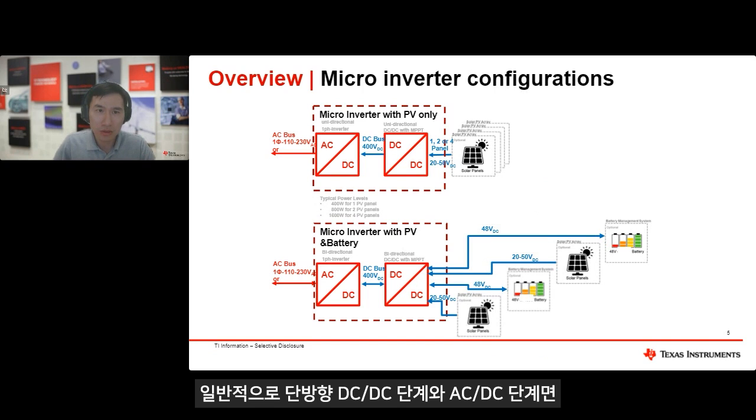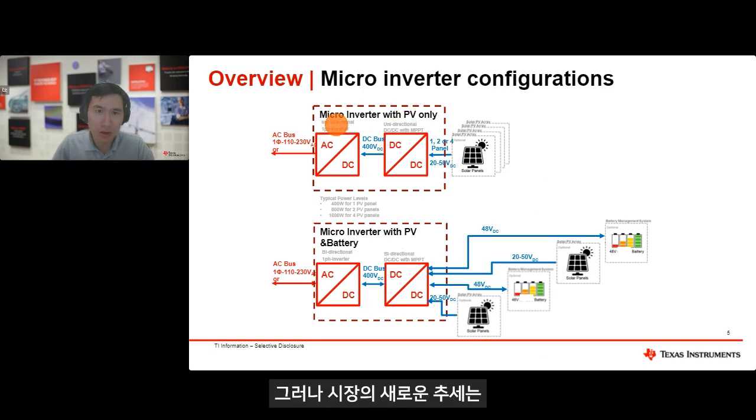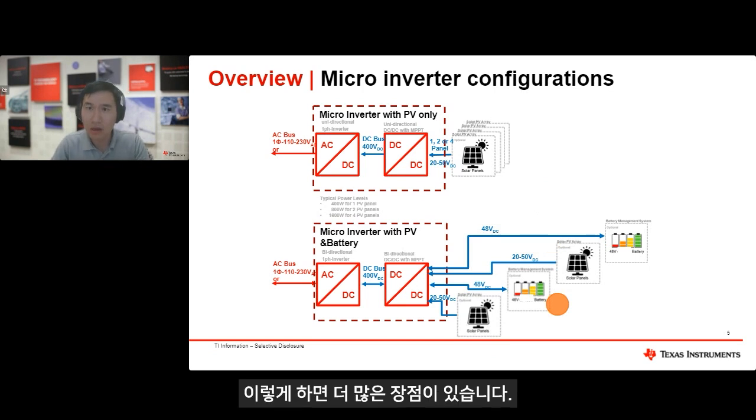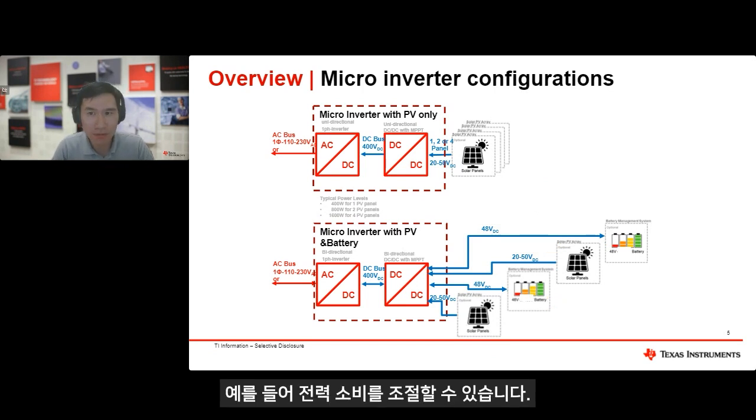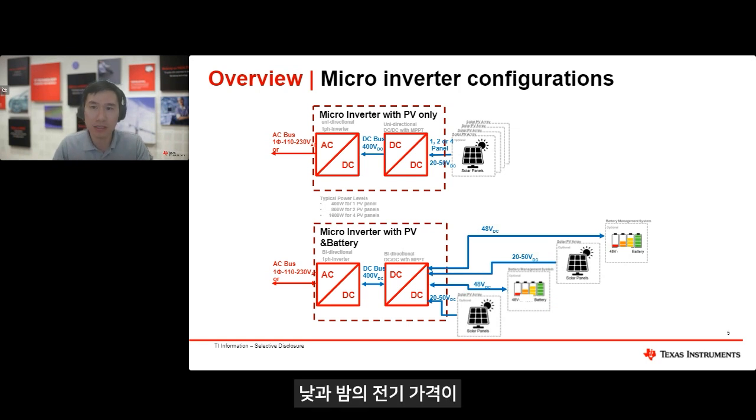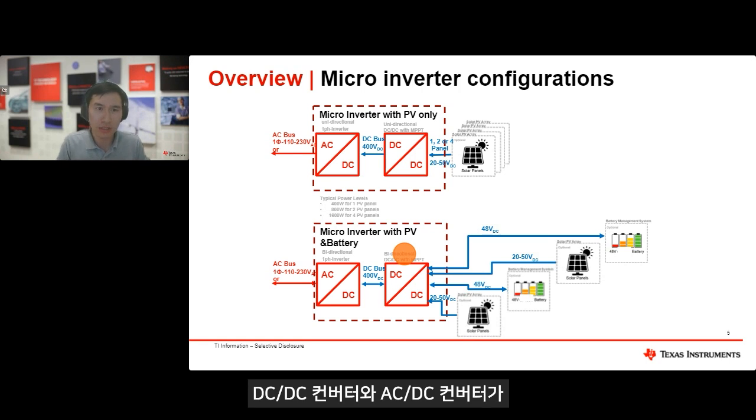Traditionally, a unidirectional DC-DC stage and DC-AC stage is good enough. However, for the market, there's a new trend to combine the PV system together with the energy storage system. In that way, it can provide more benefits, like regulating the power consumption if you have different prices for electricity from day to night. So in this case, bidirectional operation, a bidirectional DC-DC converter and AC-DC converter, is required.